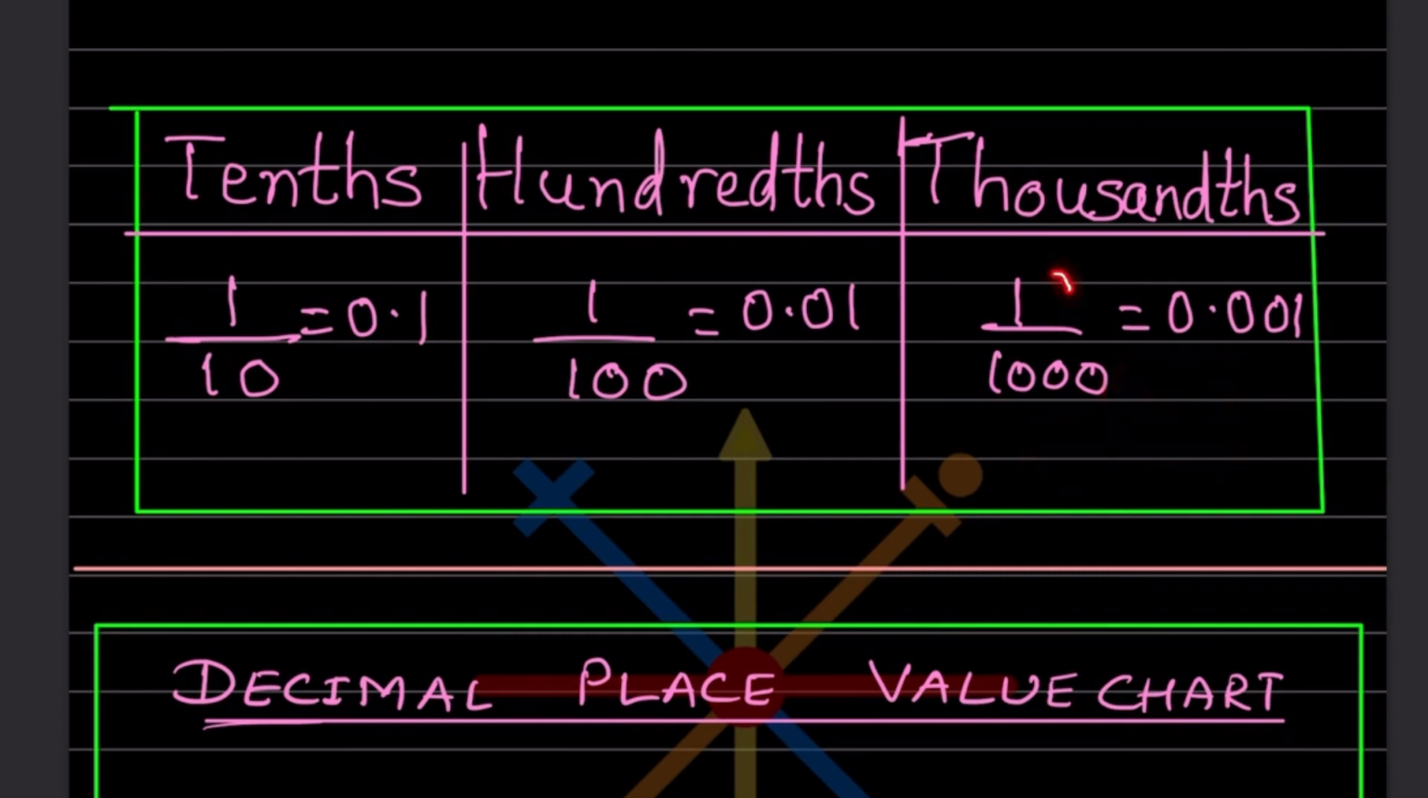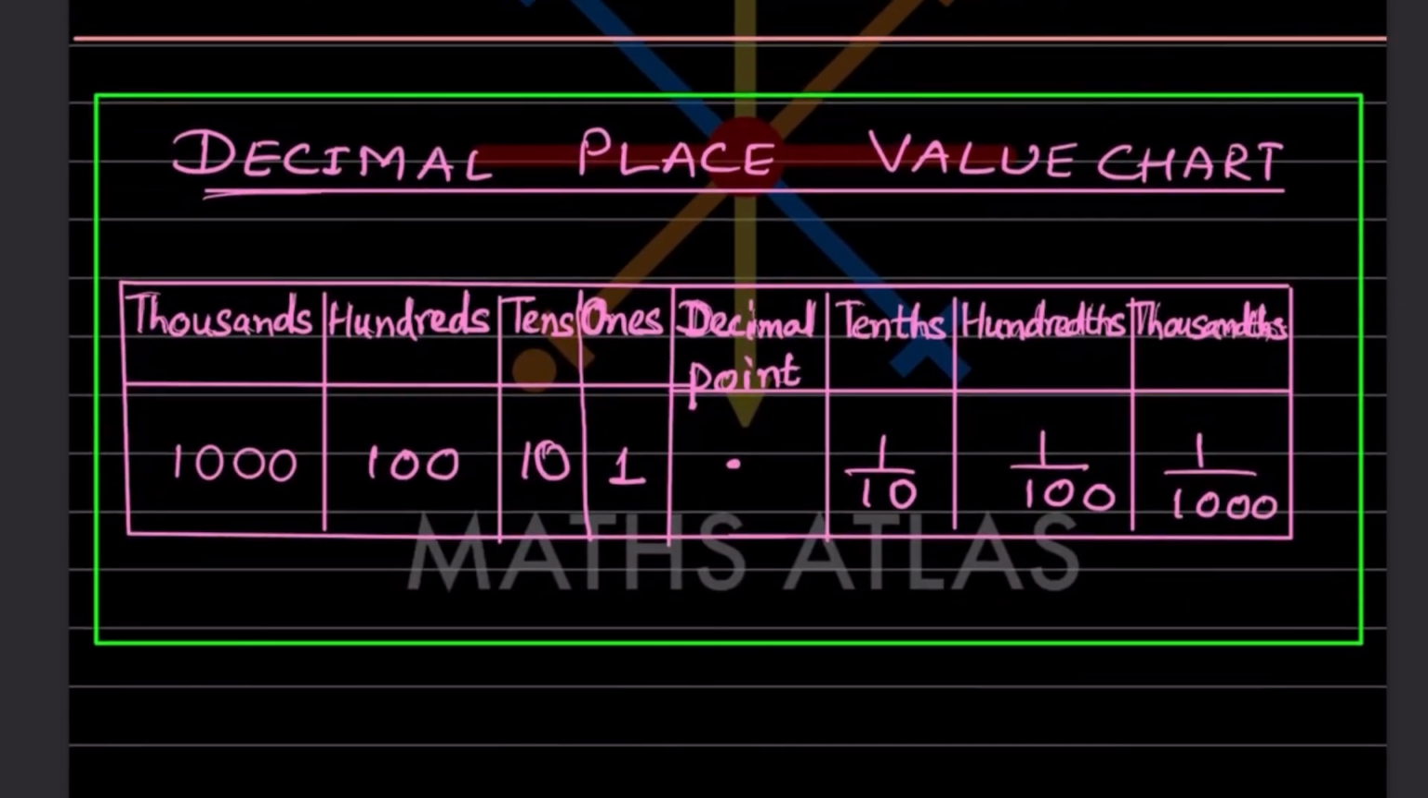So hope you got it. 1 by 1000 is 0.001. So look at this example. Now here, whenever there is a decimal place, this is the point.